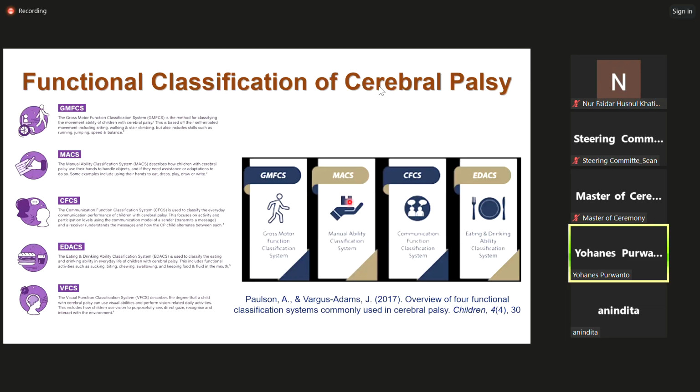And the other functional classifications of cerebral palsy, not only GMFCS, but also MACS. MACS is manual ability. We need to classify the hand function. We call it the Manual Ability Classification System. The other classification is the Communication Function Classification System, how children speak and interact with others. And the last functional classification is EDACS, the Eating and Drinking Ability Classification System. So the most important thing for the PT is the GMFCS.